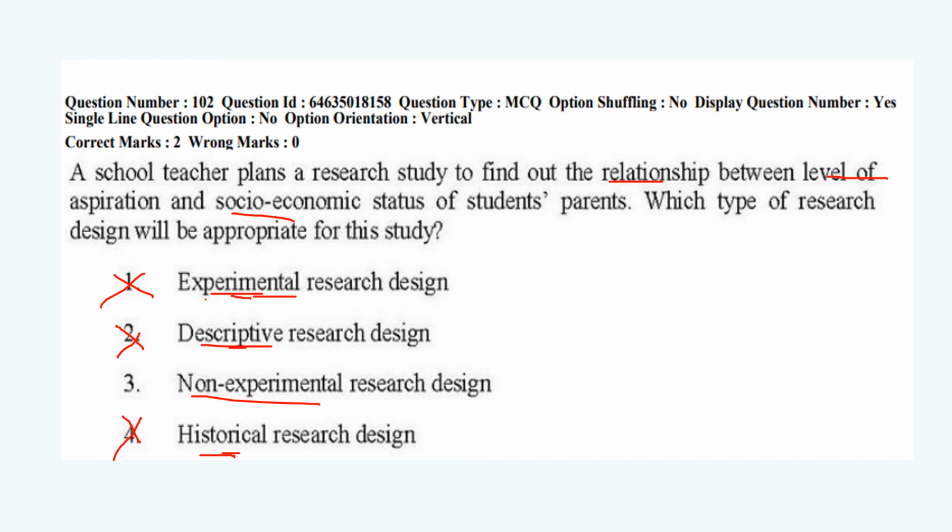Now we are left with non-experimental research design. So this will be the correct answer for this question. This is how we can attempt a question even if we are not completely sure about the answer, but yes, we have some knowledge about the various options given in the question. At least out of 4, three options should be clear to us. Only then we can attempt such questions.